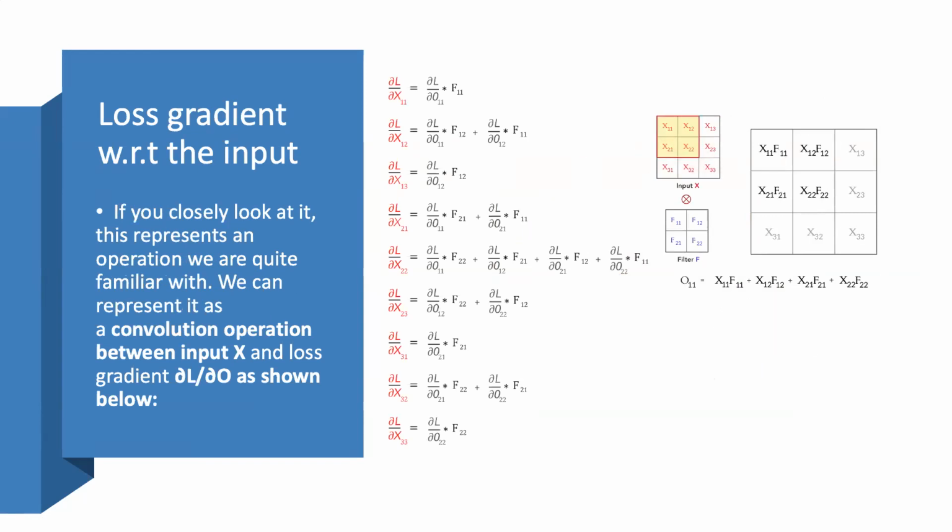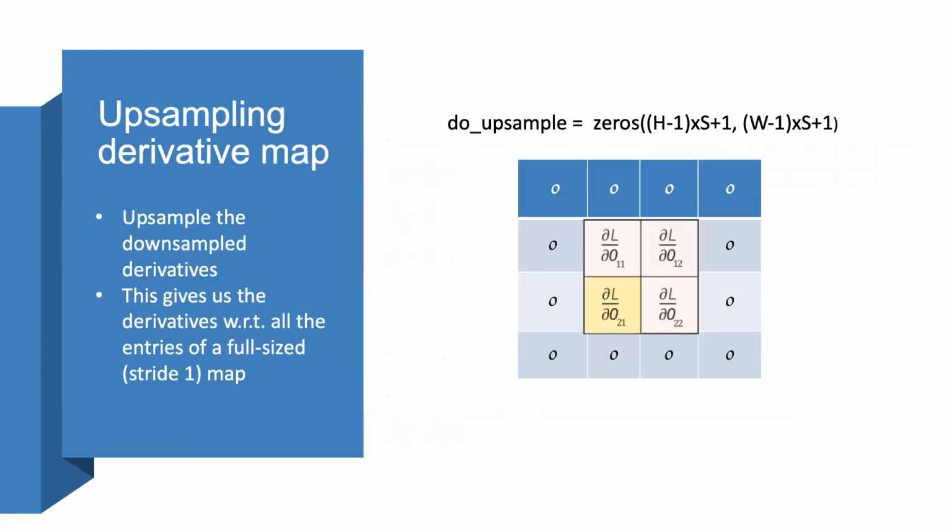But when we want to calculate the gradient with respect to input, what we want to do is recover the input size as well. How would we do that? We can do that using zero paddings around the gradient of the output.